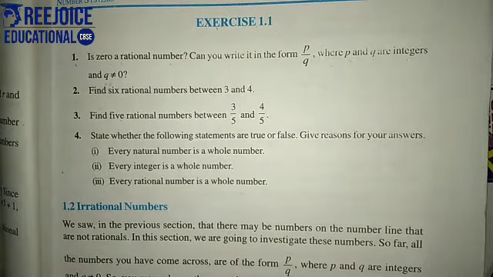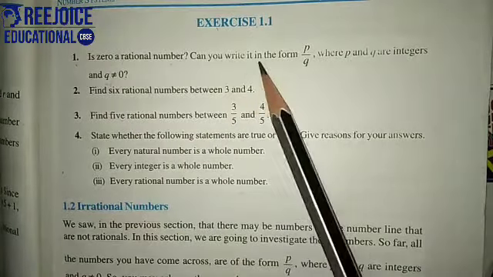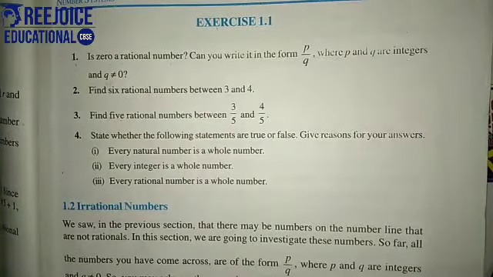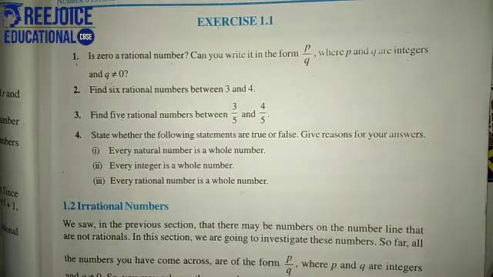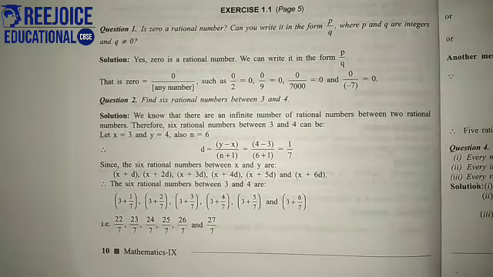So let us try to find out the solution of question number 1, is 0 a rational number? Can you write it in the form p by q, where p and q are integers and q is not equal to 0? Let's see the solution of this particular question. Page number 5. Let us see the answer of question number 1.